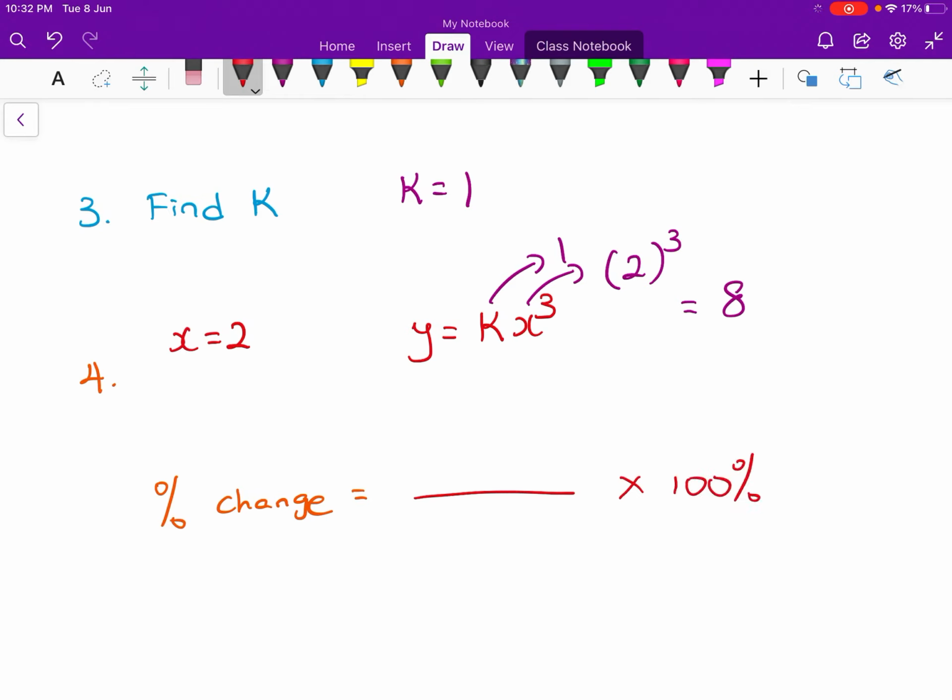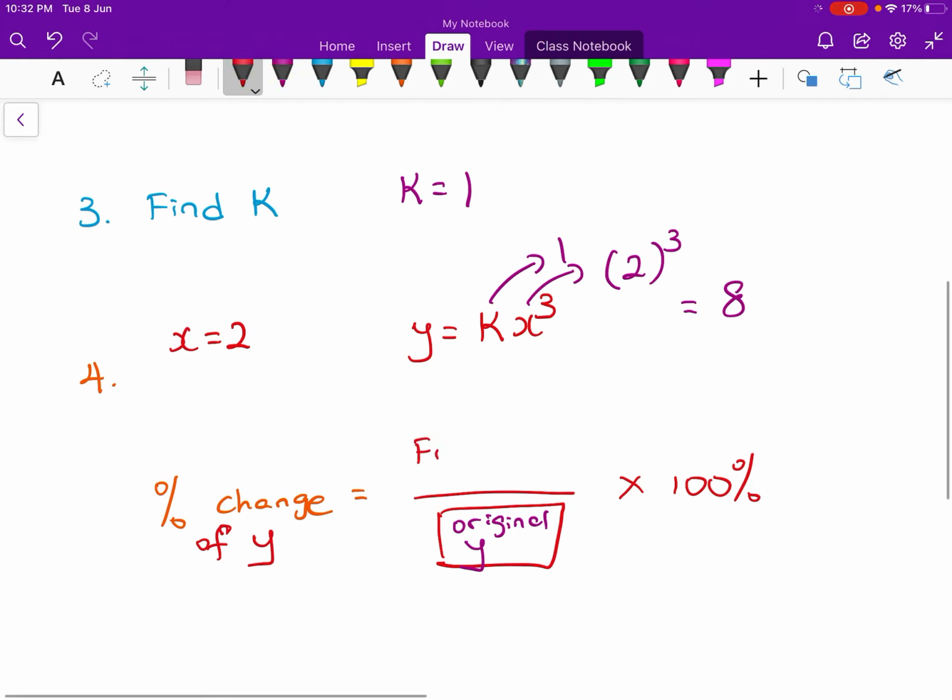I want to calculate the percentage increase of y. The denominator must always be the original number of your y, the original y, which is just equal to 1 that I have set. The numerator is just the final minus initial: the final value of y minus the initial y. Then you do the working, then you multiply by 100%.